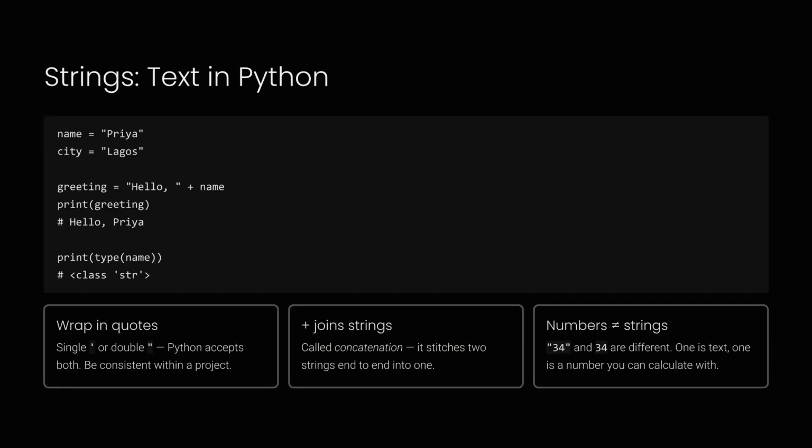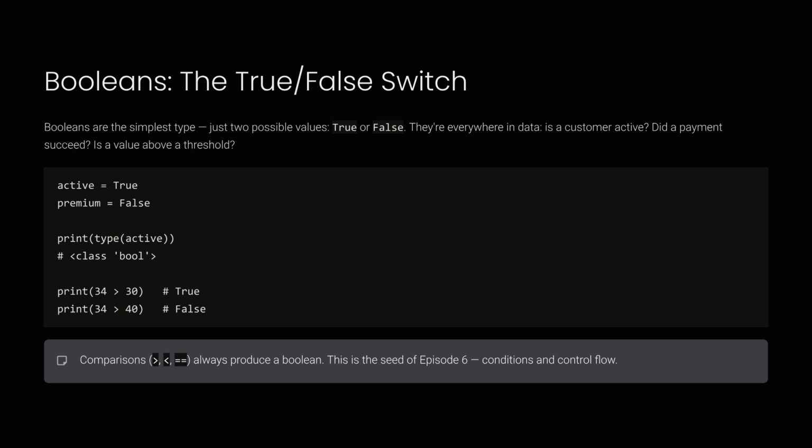Strings represent text and must be wrapped in quotes. You can join them using the plus sign, an operation called concatenation. Keep in mind that a number inside quotes is treated as a string, not a numeric value. Booleans are the simplest type, consisting only of true or false. These are essential for comparisons and controlling the flow of your program, acting like a switch in your data logic.